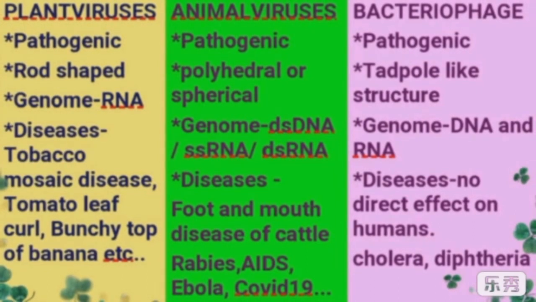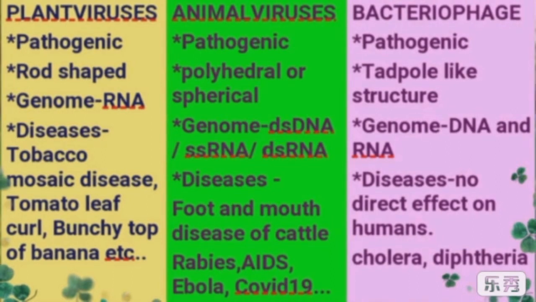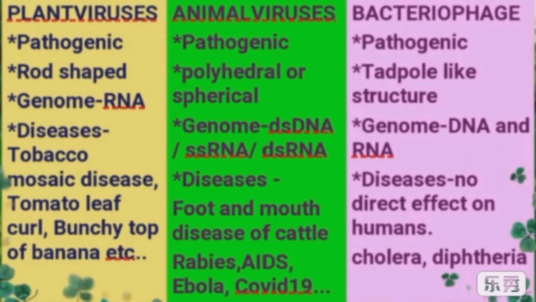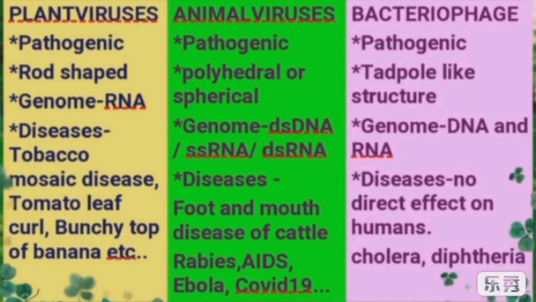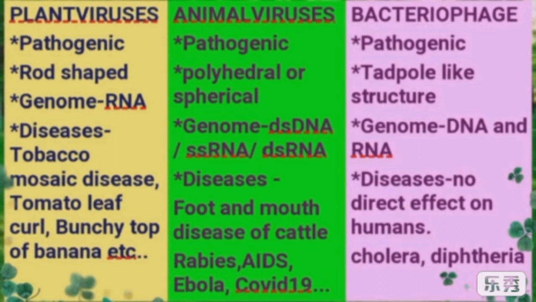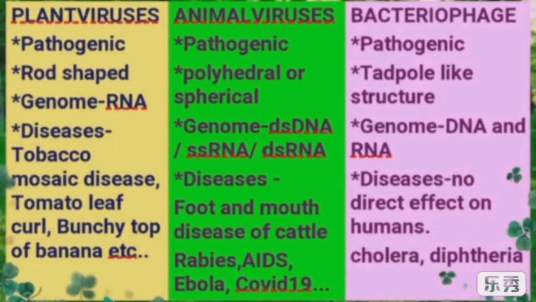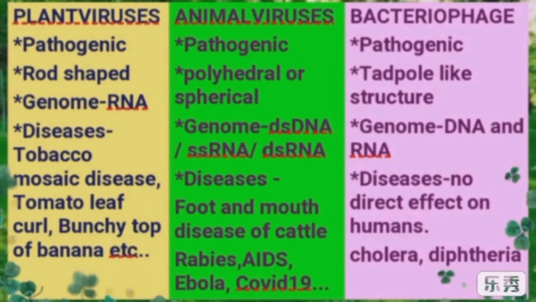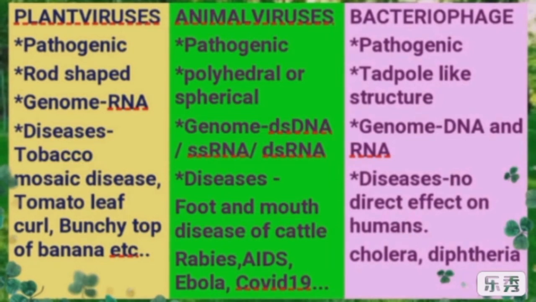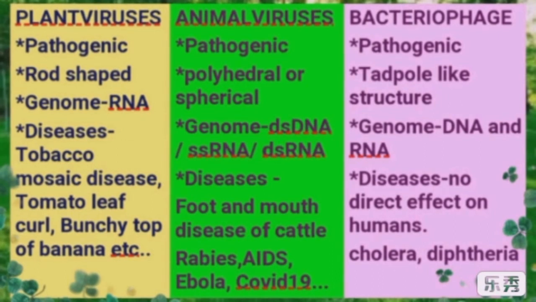If you talk about the shape of the viruses, plant viruses are rod-shaped, whereas animal viruses are polyhedral or spherical in shape. Bacteriophages have a tadpole-like structure. Tadpole we know, it is the baby form or nymph form of frog. Now if we talk about the genome, plant viruses contain RNA, whereas animal viruses contain double-stranded DNA or single-stranded RNA or even double-stranded RNA forms. Bacteriophage genome is of DNA and RNA type. Usually we can see double-stranded DNA forms.